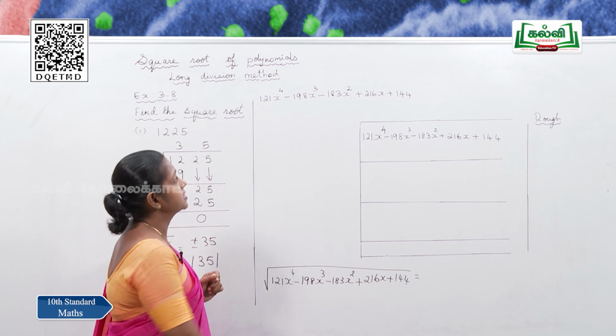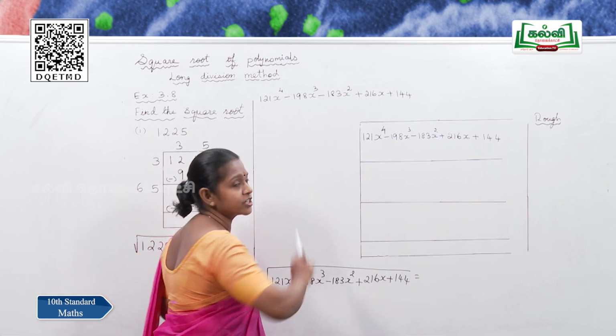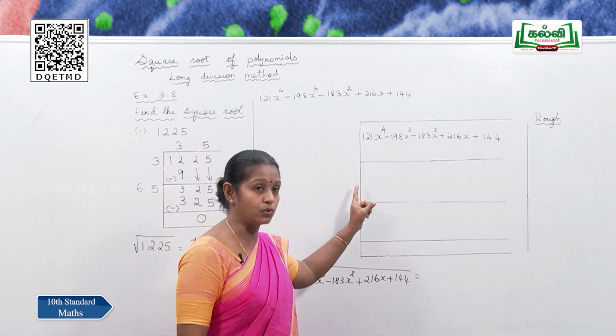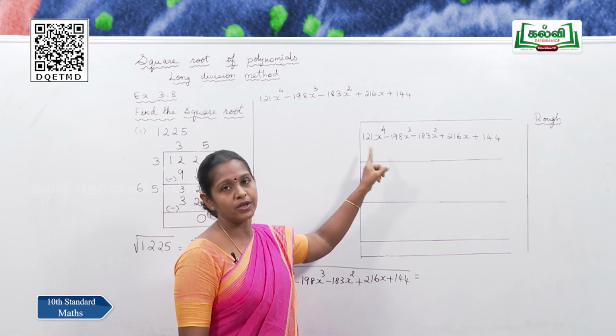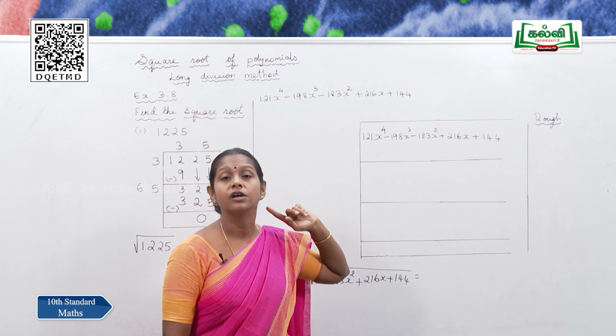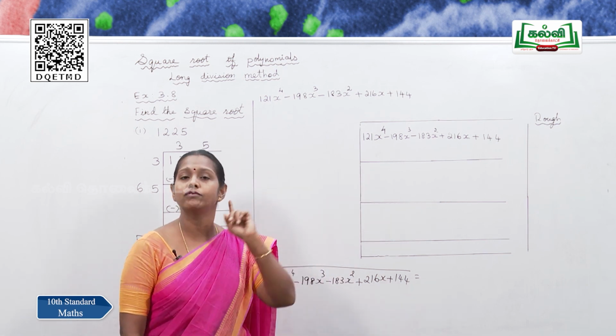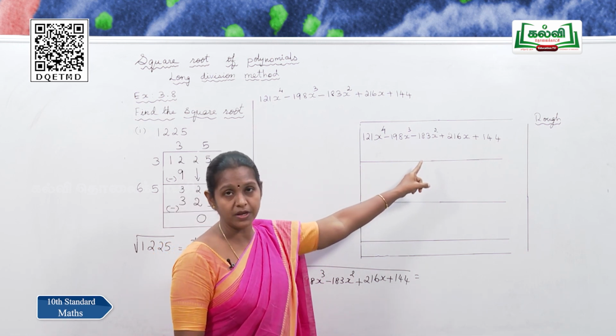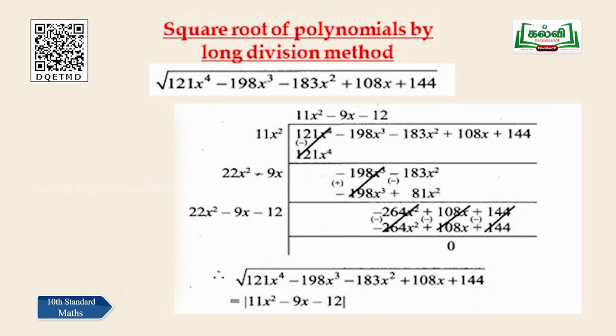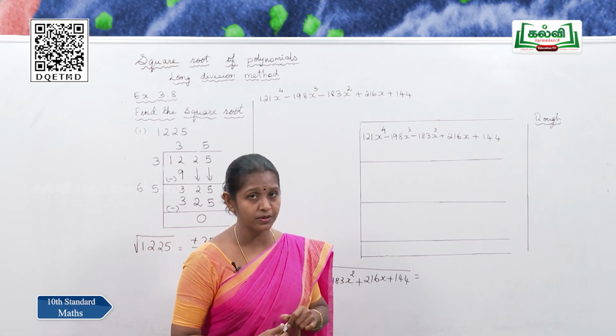Okay, now listen. See the degree of the equation? 4. Yes, of course. This is more than degree 2. That's why we are using the long division method. Before you go to that method, you have to ensure that the question is in standard form. That means either the degree must be in ascending order or descending order. Okay, shall we go into that polynomial?